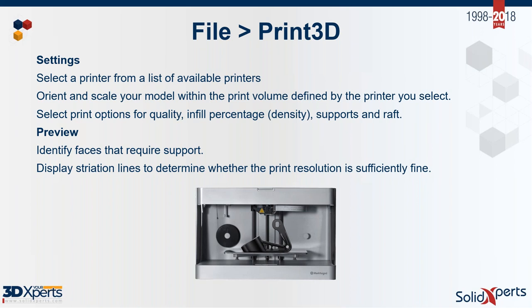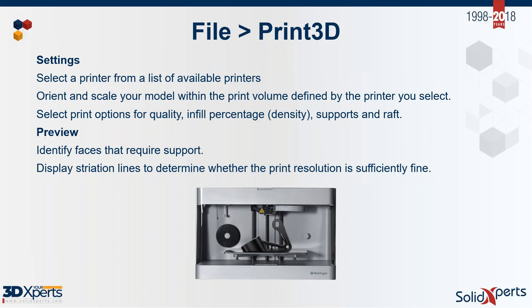So for settings, you can select a printer from a list of available printers. SolidWorks has actually grown a very large list of printers that can be used. So these are a lot of different brands and manufacturers. You can orient and scale your model, so you can see the kind of volume and orientation that's necessary. And then if you do have a compatible 3D printer, you can generate the files for printing and modify the infill percentage, density, supports, and rafts.